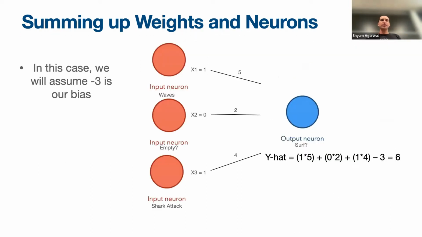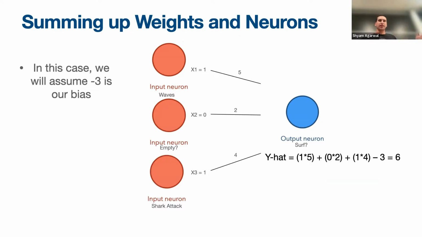Basically, when we sum all those edges and values up, correspondingly 1 times 5, 2 times 0, and 1 times 4, we get a value. And if we subtract that value by 3, we get a value of 6. This should be the output value of our neuron, to help us decide whether or not we want to go surfing for the day.